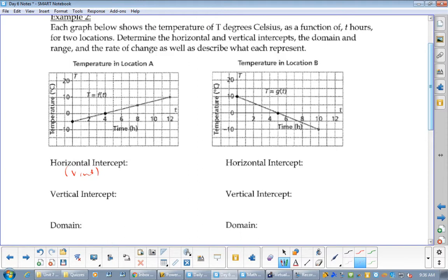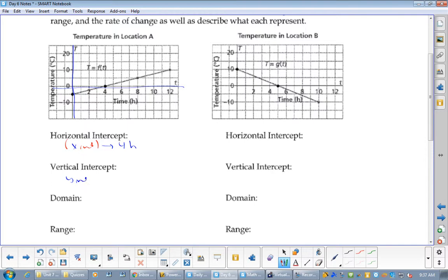Maybe you want to do this in a different colored pen, because it looks a little weird, but this is your x-axis, right? So what would it be? No. What are you guys talking about, negative 5? 4. You need to look on the x. So 4 hours. What is the y-intercept, or the vertical intercept? Negative 5 what? Cows, chickens, potatoes, what? Negative 5 degrees Celsius. What is the domain of this?